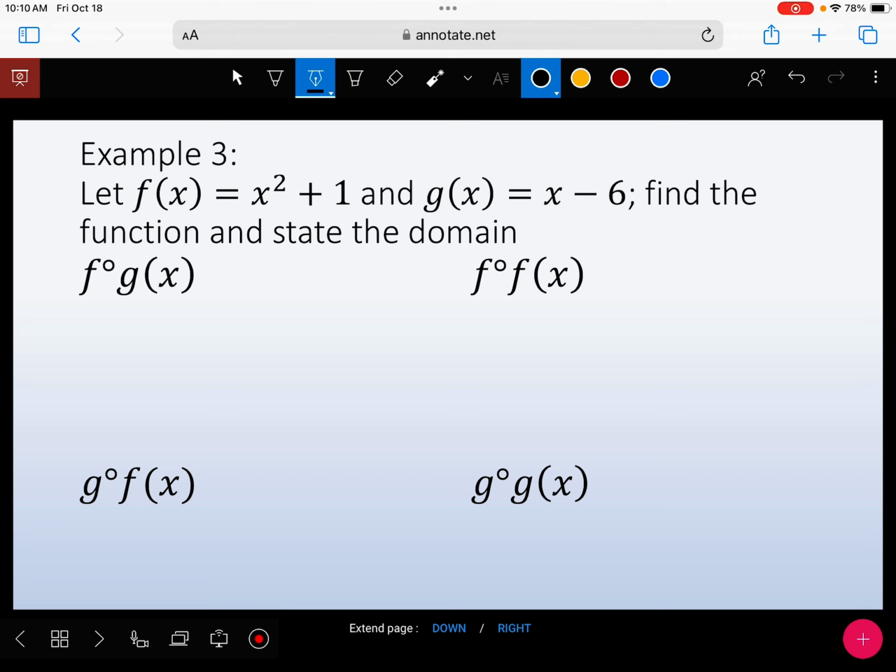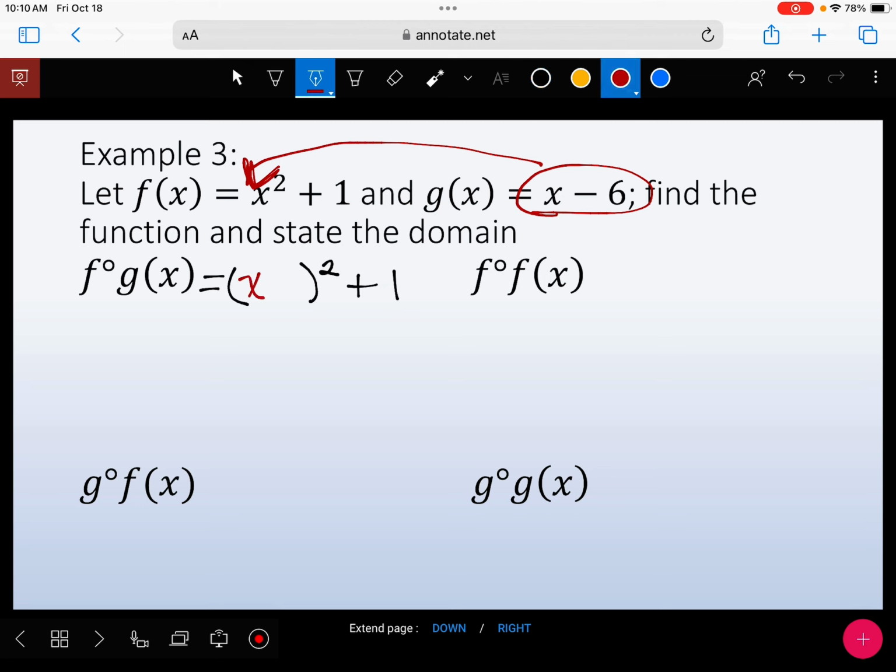So now we are going to compose our functions and create a new function while stating the domain. Notice that the input is no longer a number, it's an x. So what this is telling me to do, f of g of x means take my g function and put it inside of my f function. So my f function says x squared plus 1. So I got my parentheses squared plus 1. And I'm going to put that x minus 6 inside of our parentheses.